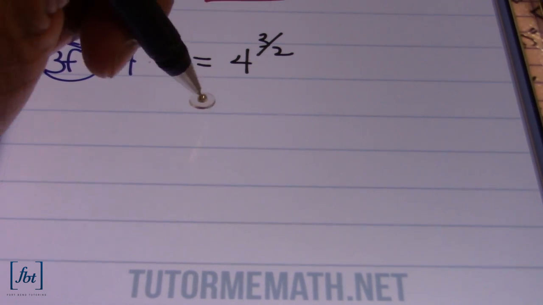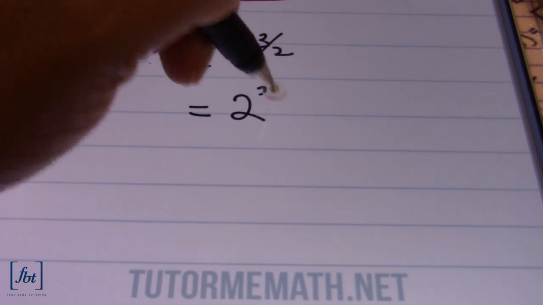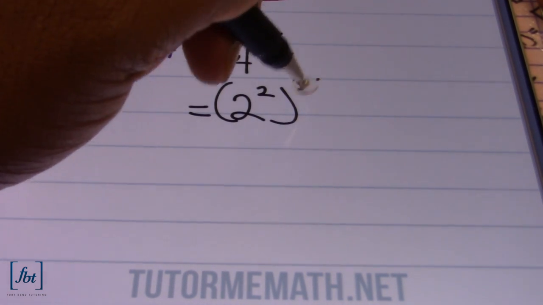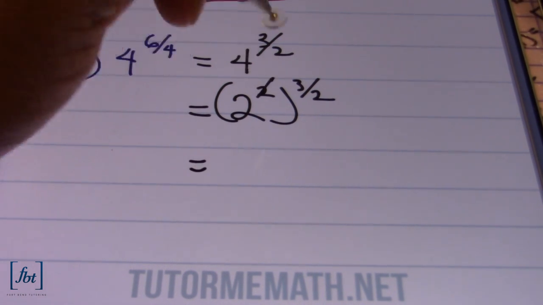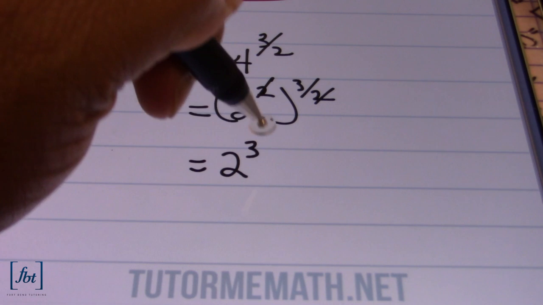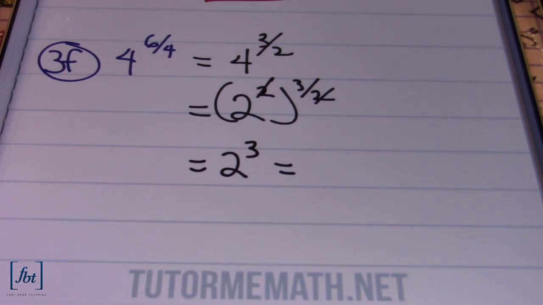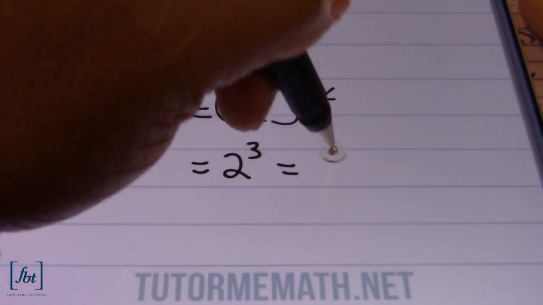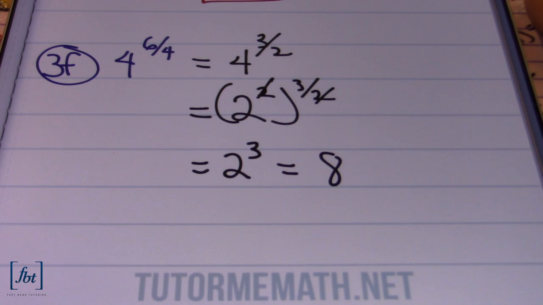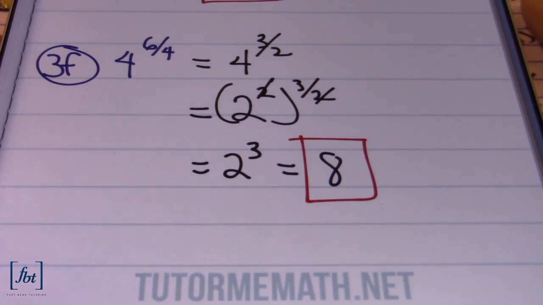I can show this by rewriting it as 2 squared raised to the 3/2 power. And when these exponents are multiplied, the 2's will cancel out. That leaves me with 2 to the 3rd power. What's that value? What's 2 times 2 times 2? Exactly. It's 8. Red box it. That's the answer. That is 3F.